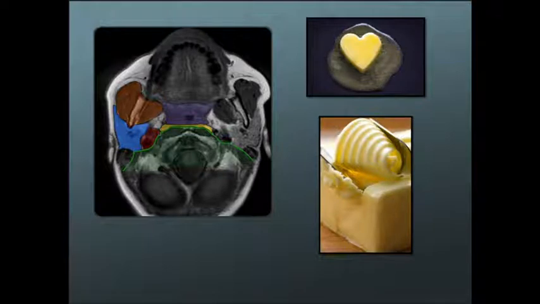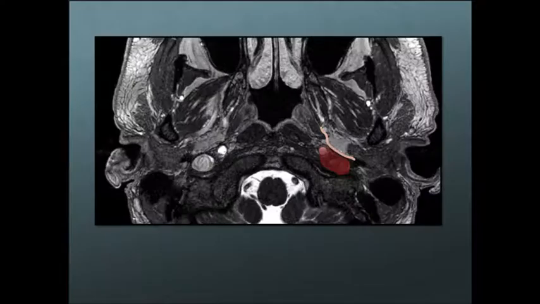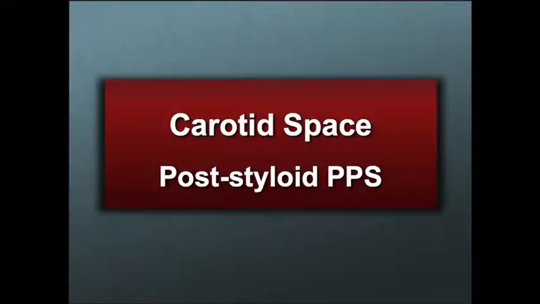So the take-home message for parapharyngeal space is that the fat is your friend. Look for the displacement of the fat to accurately determine the source of the mass. Let's move to the posteriorly located space, the carotid space.